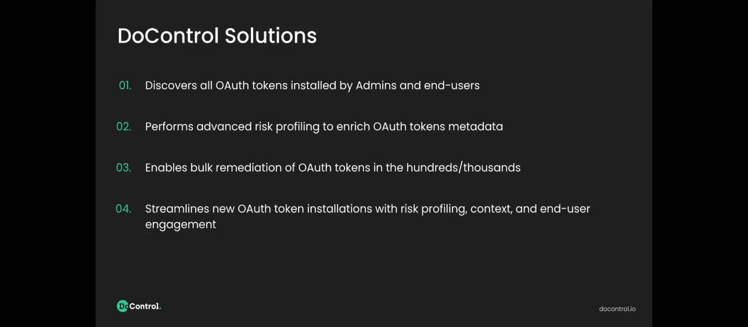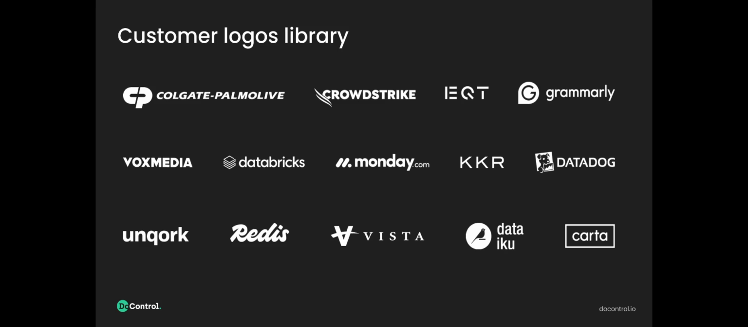Additionally, DoControl streamlines new OAuth token installation based on webhook events. So whenever an employee installs an OAuth token, DoControl gets the event, performs risk profiling, provides the context, and is even able to engage with the end user to get the context about whether or not this app should be approved. And lastly, DoControl really empowers users, delegating the security responsibilities to end users, self-service via Slack bot to help information security detect and respond to OAuth tokens at scale. These are some of the customers who use DoControl to govern OAuth tokens in Google Workspace. Let me show you how it looks.